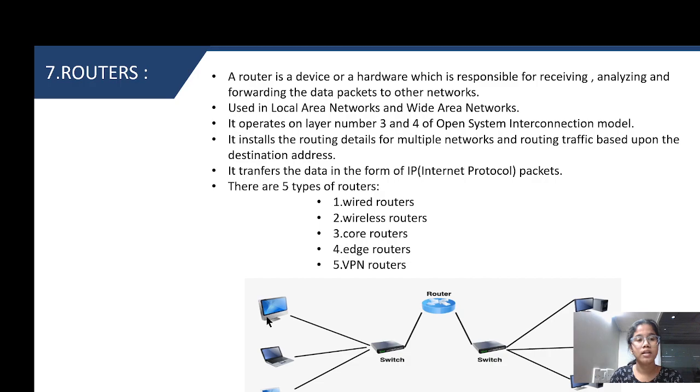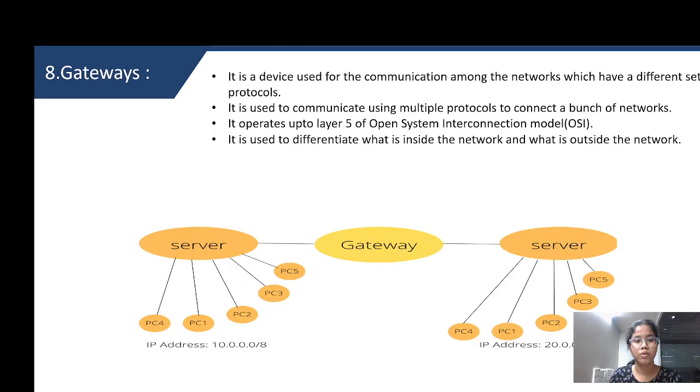Next, we'll go to the last networking device, which is known as gateways. It is a device used for communication among networks which have a different set of protocols. It is used to communicate using multiple protocols to connect a bunch of networks. It operates on layer number 5 in the OSI model, which is known as Open System Interconnection Model. It is used to differentiate what is inside the network and what is outside the network. This is known as the gateway networking device. This is how the gateway networking device looks like.